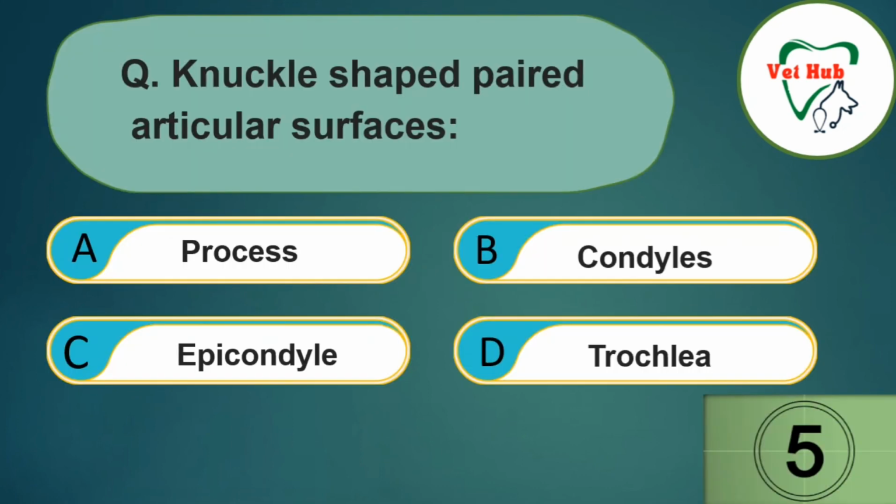Another is also a terminological question, and the question is knuckle-shaped paired articular surfaces. And the options are option number A, process, option number B, condyles, option number C, epicondyle, and option number D, trochlea. And your time begins.